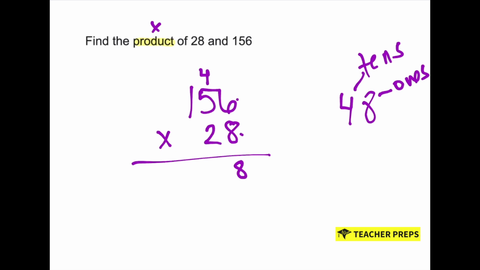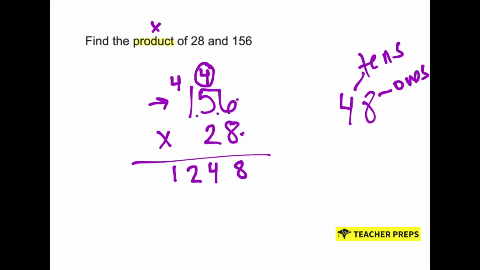Now we need to take 8 times 5. 8 times 5 is 40, and we need to add this 4. So we have 44. Bring that 4 down and the other 4 up to the 1. And then 8 times 1, which is 8, plus 4, which is 12. Now we're out of numbers right here, so we can just write it as 12 down in our answer.